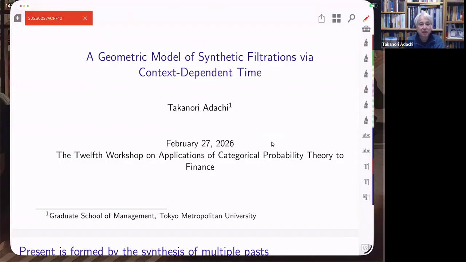I'm talking today about synthetic filtrations, which are of course the filtrations in the sense of probability theory. And this is new because of this word synthetic. So I will explain this one.